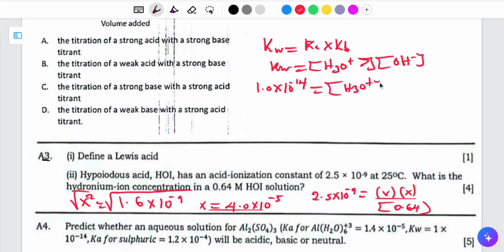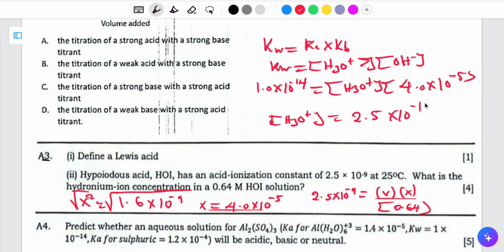Then the concentration of hydroxide ion we have calculated, which is 4.0 multiplied by 10 to the power negative 5. So the concentration of hydronium ion is going to be equal to 1 exponent negative 14, then divided by 4 exponent negative 5. So the answer which I'm getting is 2.5 multiplied by 10 to the power negative 10. So this is my answer.